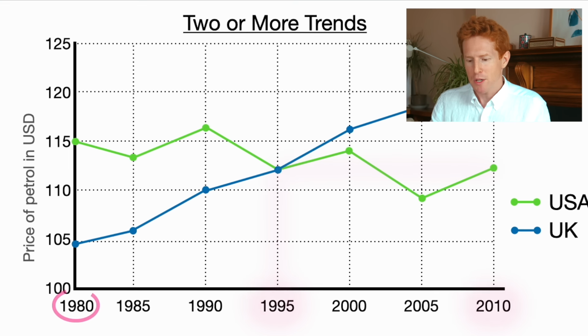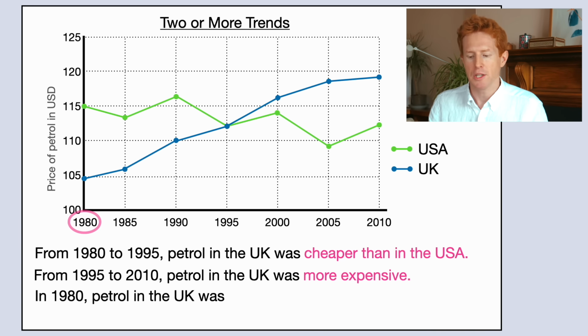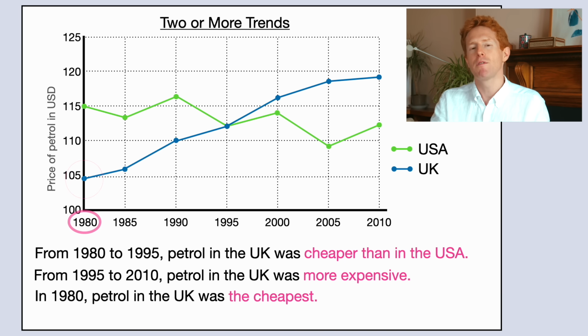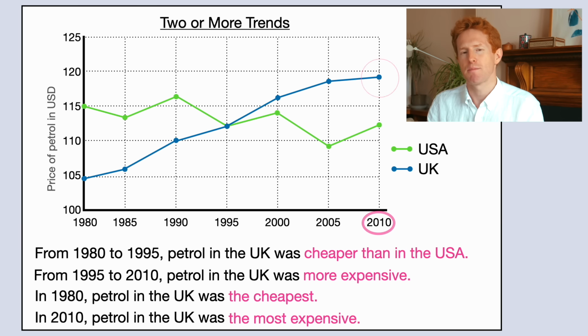What about now if we look at 1980, we could say in 1980, petrol in the UK was the cheapest. So now we've got a superlative, and I'll tell you a bit more about that in a second. But let's now look at 2010. In 2010, petrol in the UK was the most expensive.